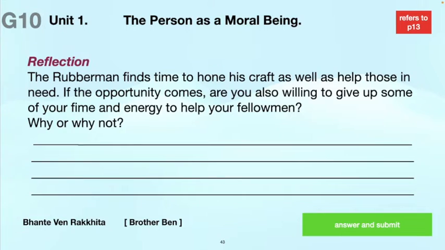So, reflection. You can fill in the answer. The rubber man finds time to hone his craft as well as help those in need. If the opportunity comes, are you also willing to give up some of your time and energy to help your fellow men? Why? Or why not?